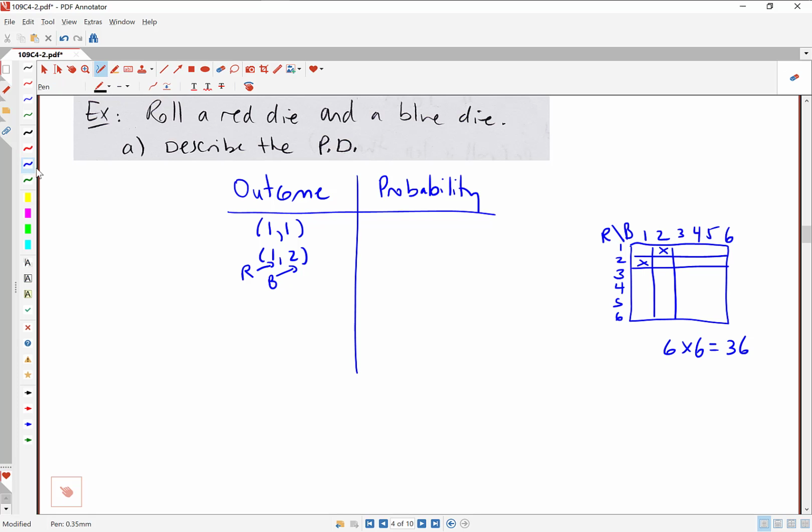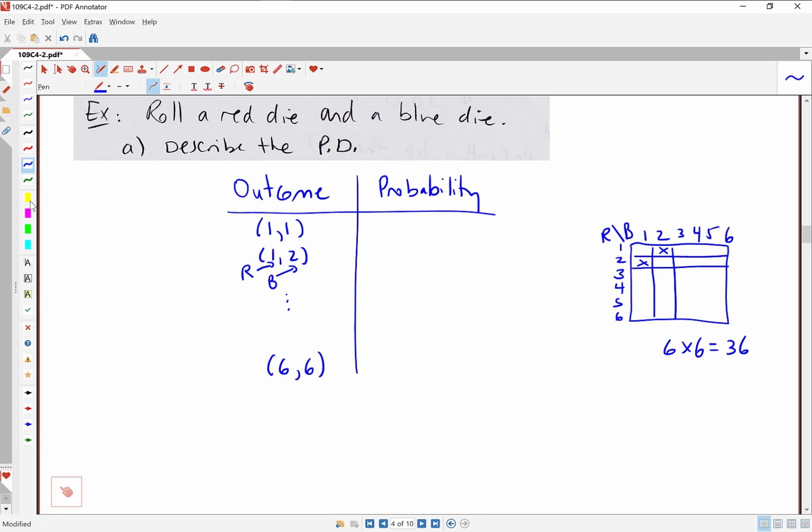Okay, so I don't really feel like writing out 36 possibilities, so we can just go ... and then if you're doing this in numerical order, your last outcome would be 6, 6. So notice that it says describe the probability distribution. That means just give a sense of what it looks like. You don't have to write out all the details. And then let's figure out what our probabilities would be.